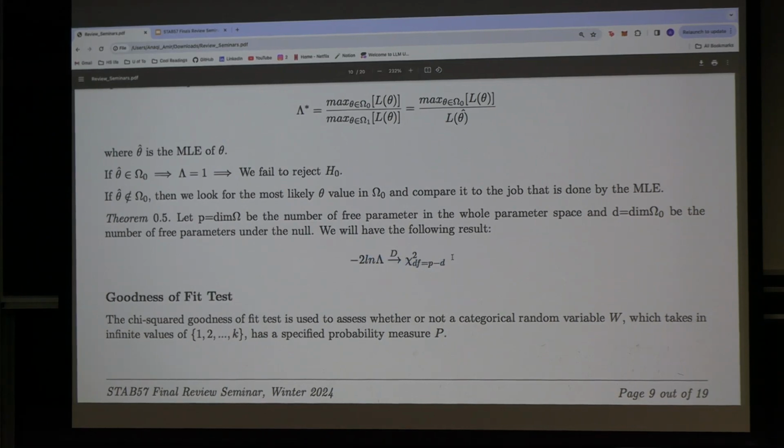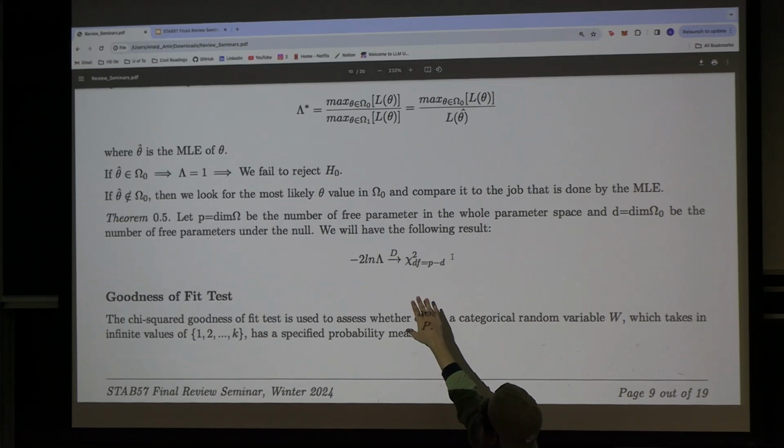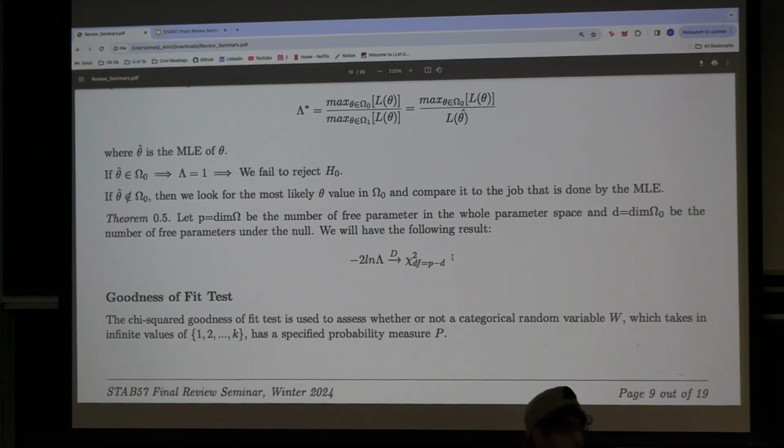This result, I'm not sure if it's been derived. Has it been derived in class? Yes? No? Do we know? It hasn't. Okay, but this exists. And using this, we can come up with a test, right? So if you were to compute this ratio and then take the log and then multiply it by -2, it converges in distribution to this chi-square with P minus D degrees of freedom. Okay.